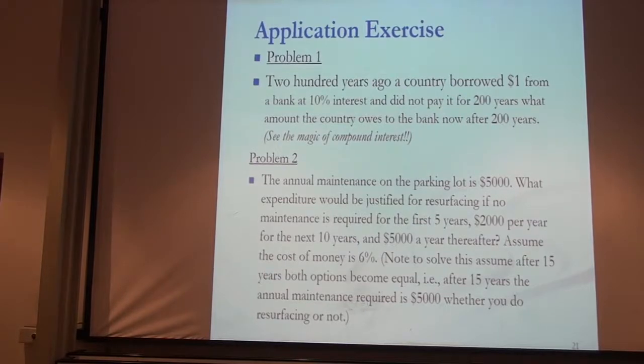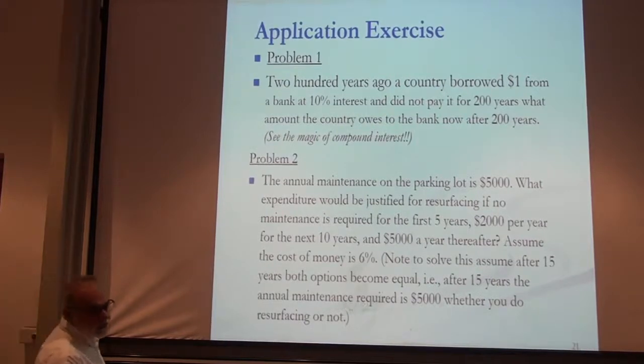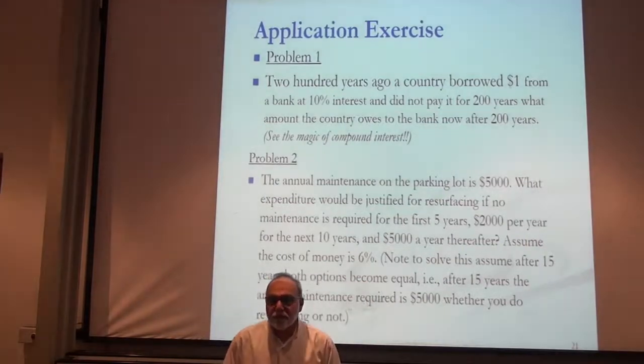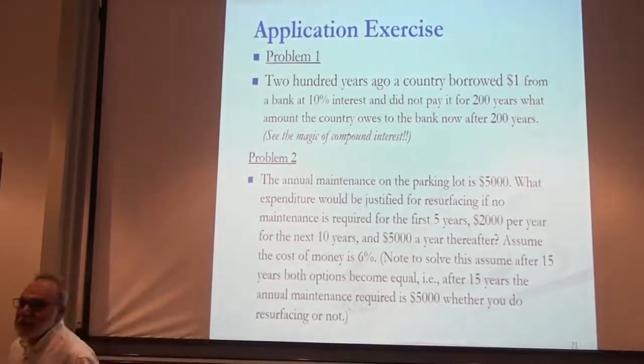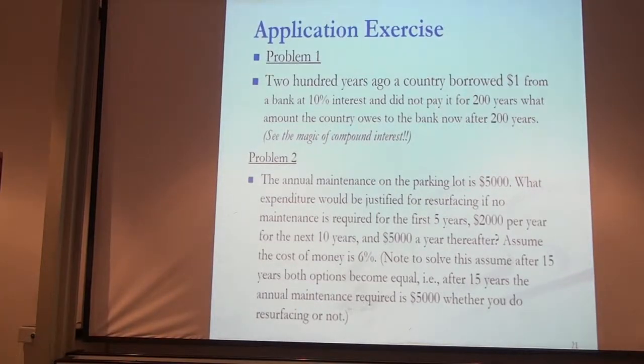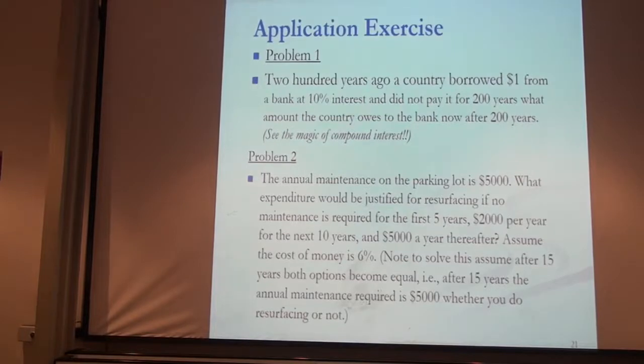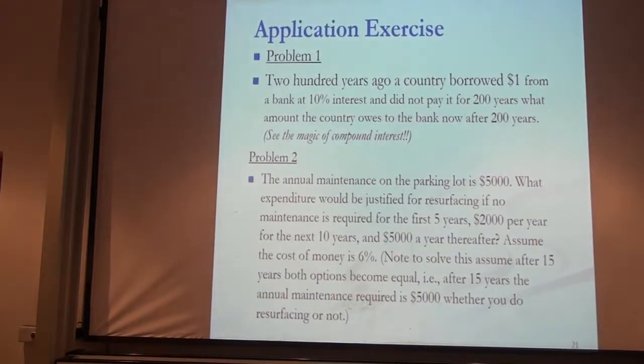All right? Now try to solve this problem. For solving such problems, it is good to make cash flow diagrams, the kind I showed you. Try to make these cash flow diagrams, and we will see if you can solve it. So we have 2 options. Let's call option number 1 do nothing. If you do nothing, you have to keep spending $5,000 each year. If you do resurfacing, then first 5 years 0 cost, next 10 years $2,000.